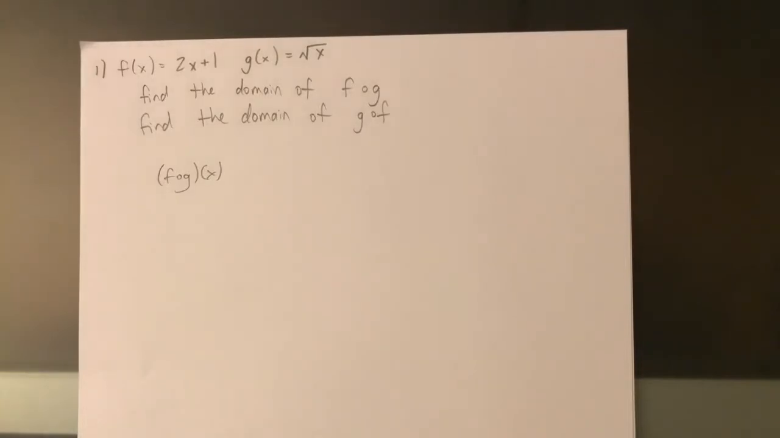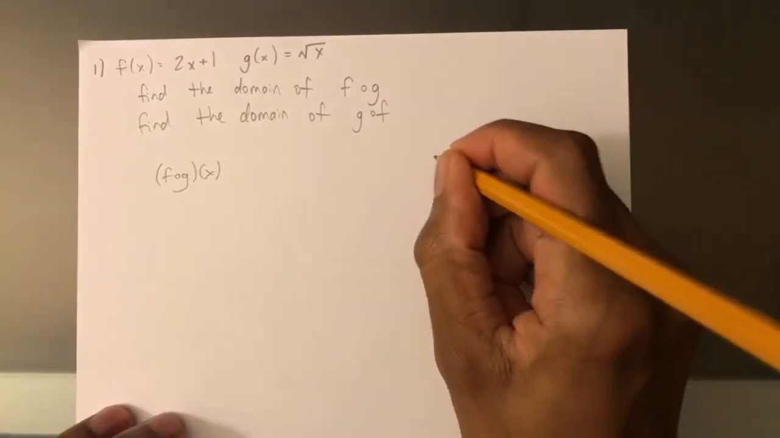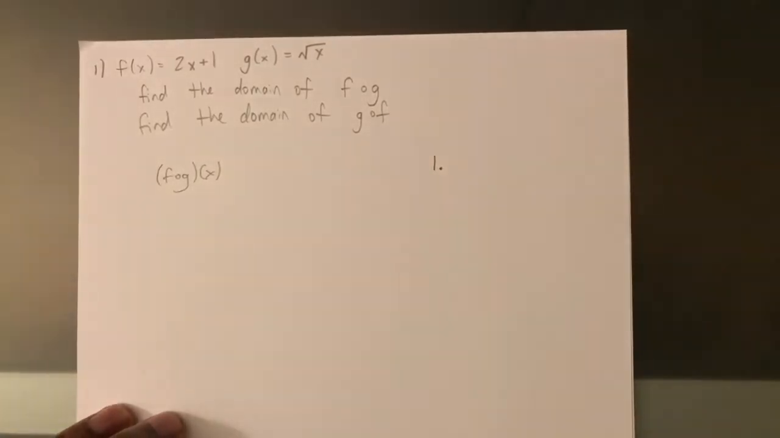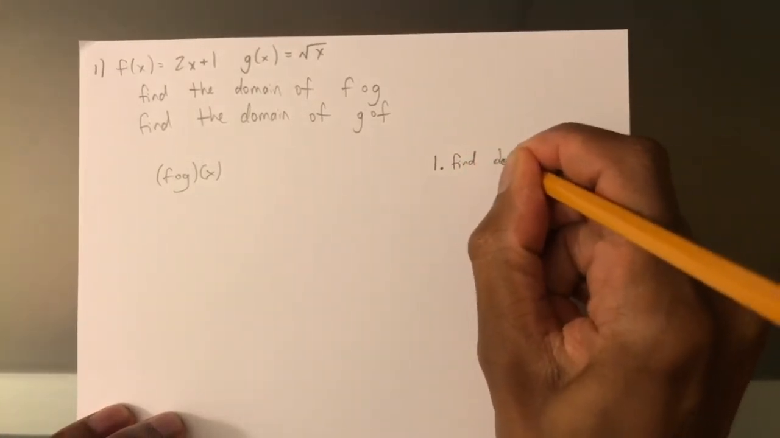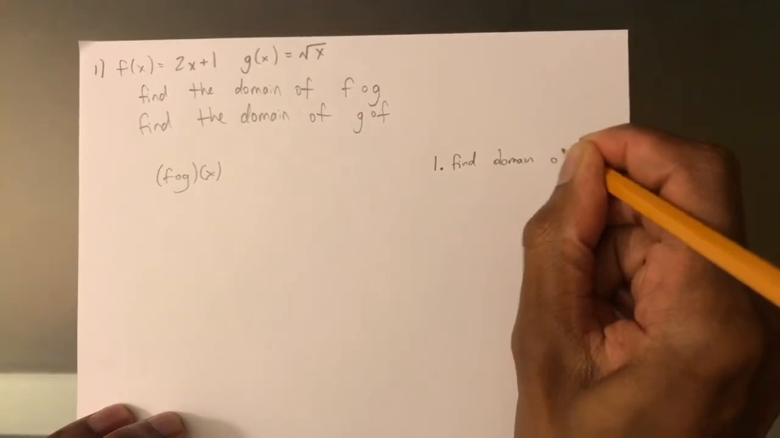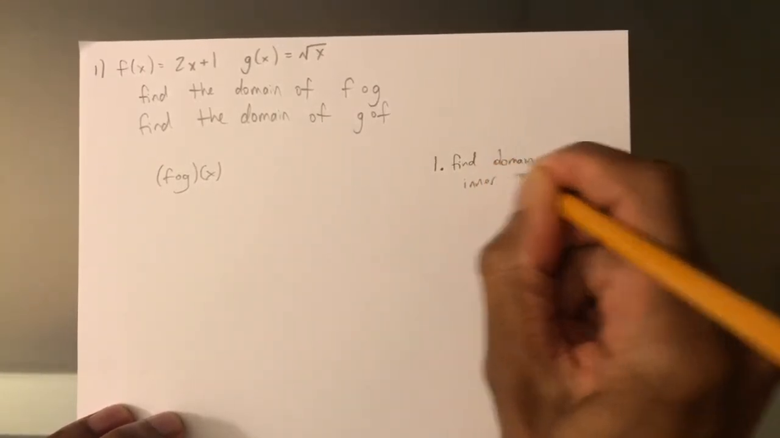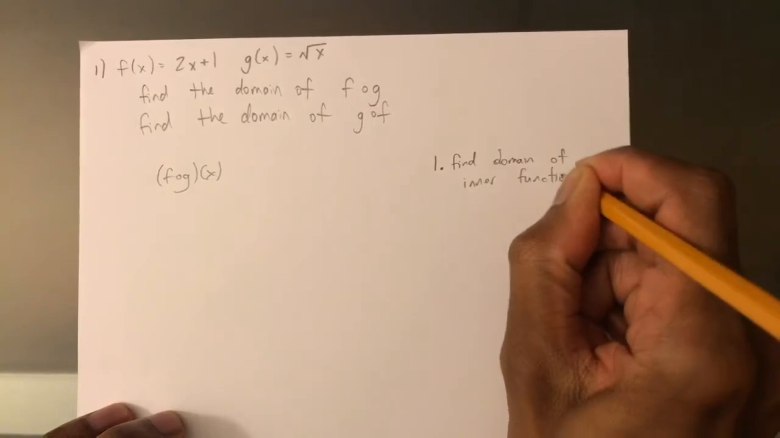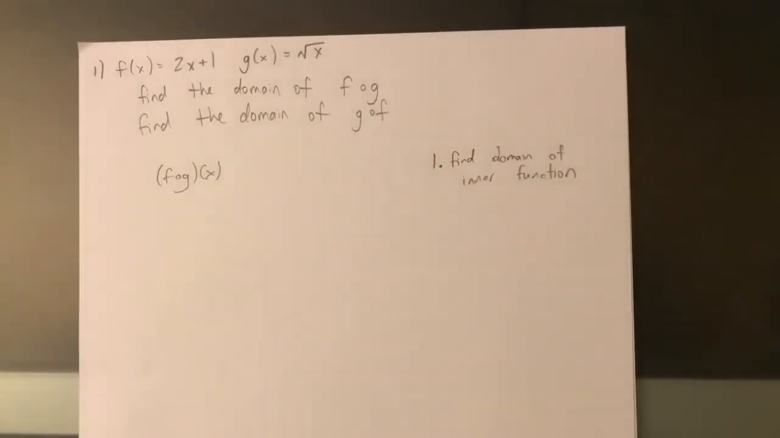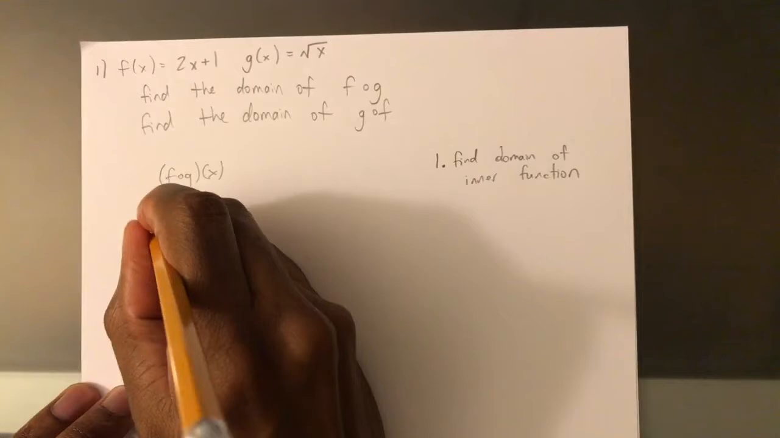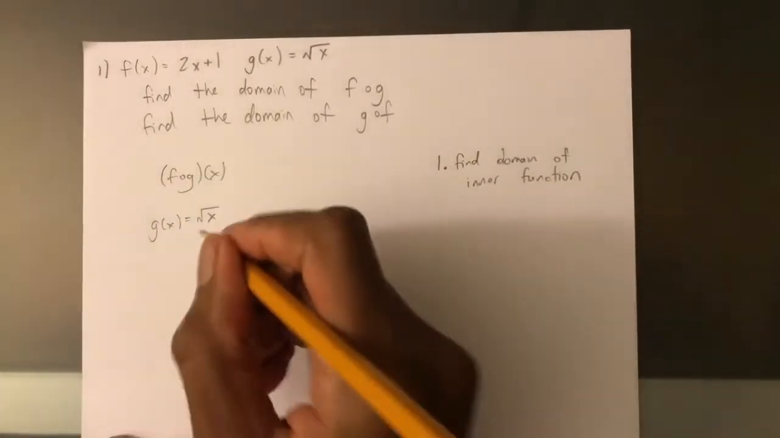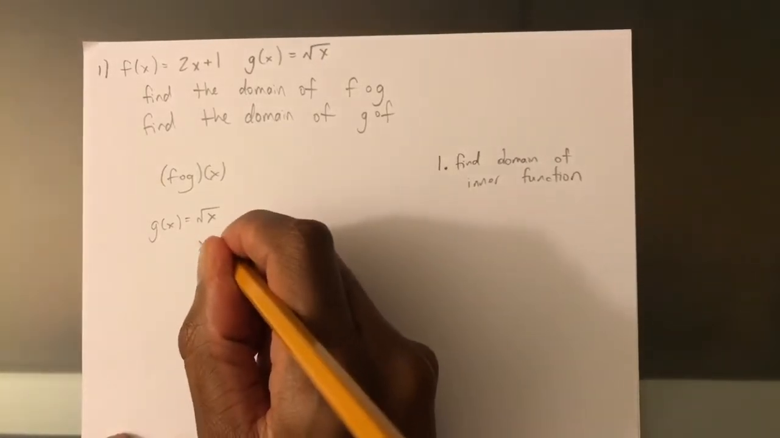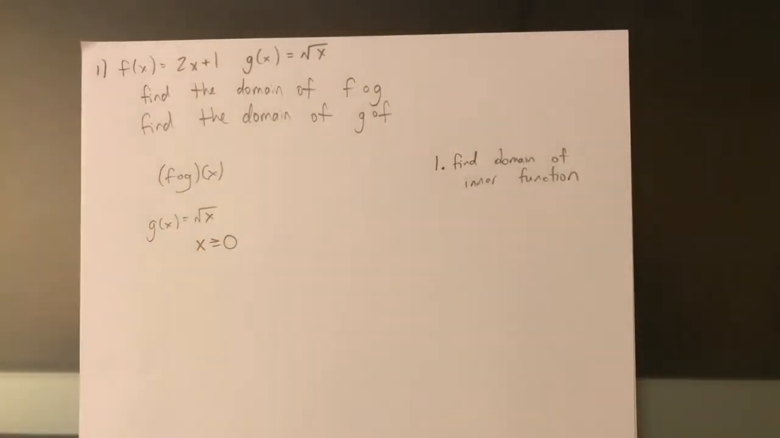The first thing you actually want to do is find the domain of the inside function first. So I'll even put a list out to the side. Step 1, find domain of inner function, which in this example is g of x. So we find the domain of g of x real quick. g of x is just the square root of x. So as we talked about this week, that means the domain would just be x greater than or equal to 0. Great, step 1 is done.